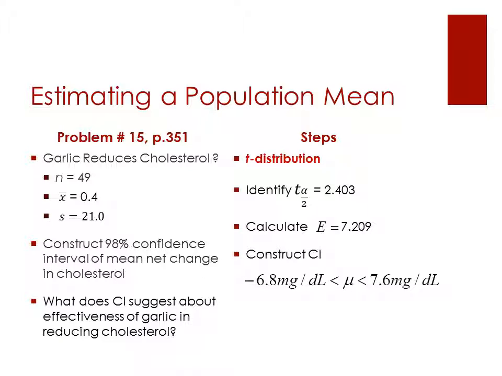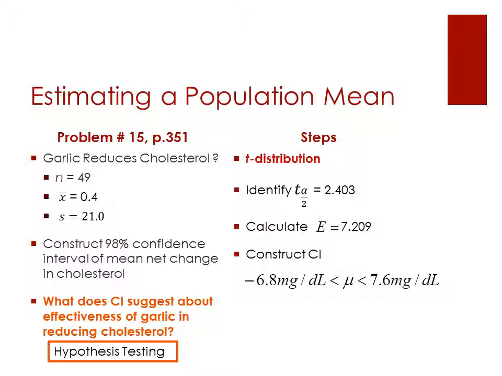All right, so you should have got negative 6.8 milligrams for your left-hand side of your confidence interval, and plus 7.6 for the right-hand side of your confidence interval. So this is what we're looking at for our confidence interval. Now we need to move to the very next step, and we need to apply this for testing our hypothesis question of, does this confidence interval suggest that garlic is effective in reducing cholesterol?